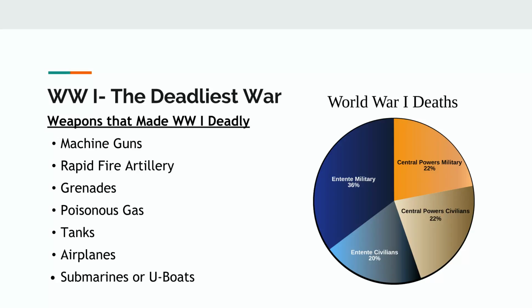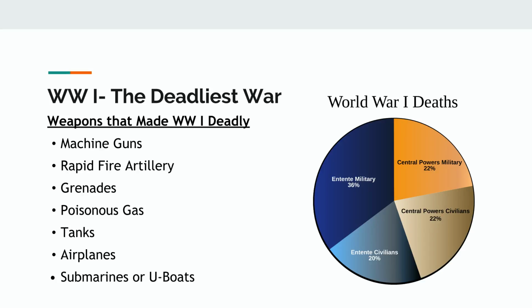Things such as machine guns, rapid fire artillery, these huge artillery pieces could be moved out onto a field and they could launch these huge shells from miles away at each other. Grenades, of course, poisonous gas, which was a main one, which could get in your lungs, could cause your skin to burn. All sorts of bad things happen with poisonous gas. Of course, tanks were used for the first time. The metal around these tanks allowed them to move through areas with little or no resistance. But tanks were definitely deadly during this period.